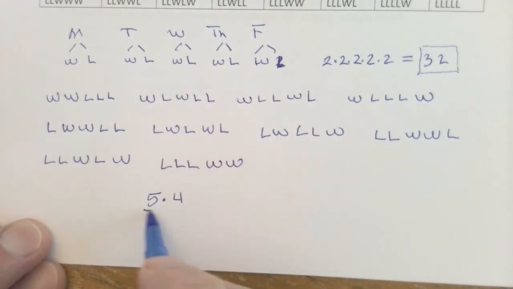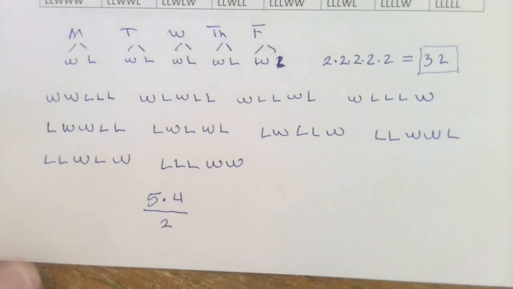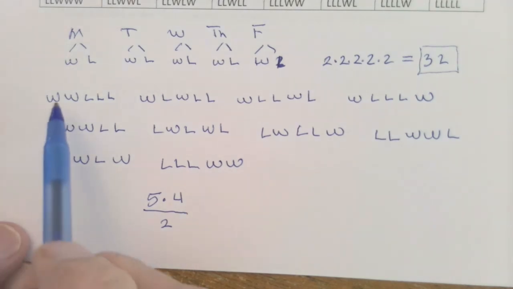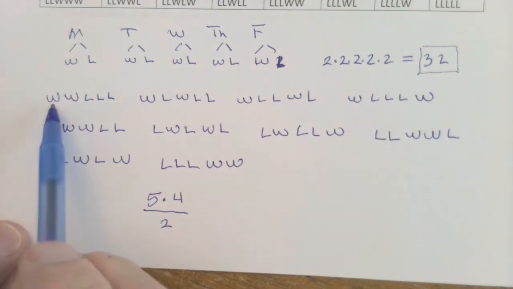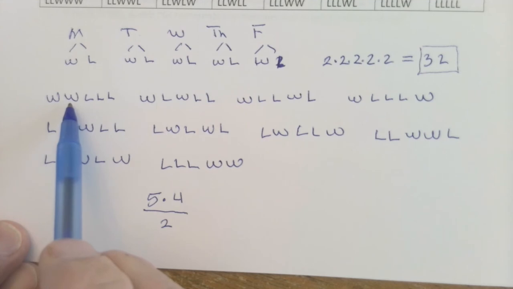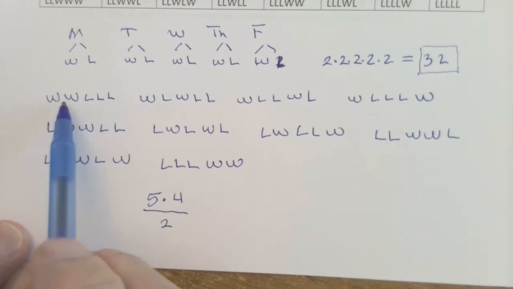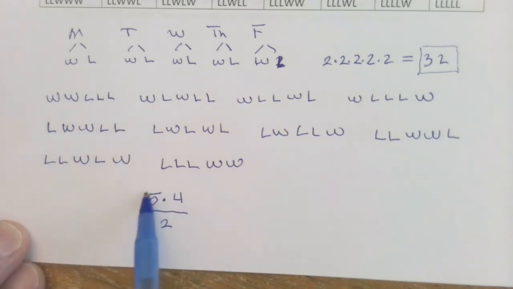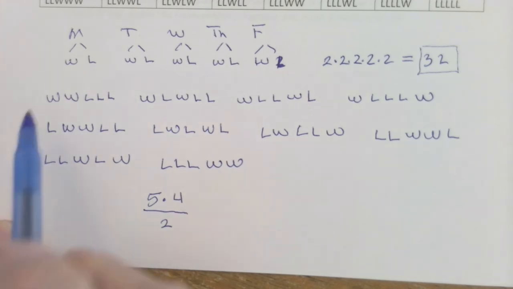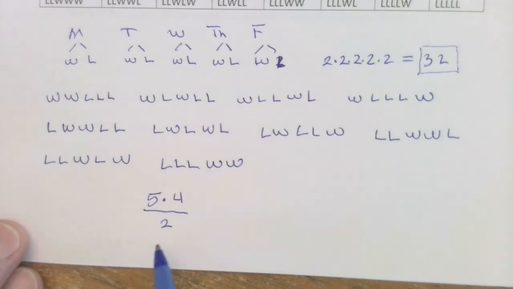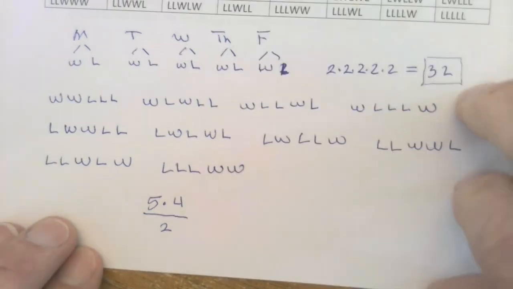So you have to divide by 2, because if you just do 5 times 4, you're actually double counting everything. To explain that, look right here. Maybe Bob wins on Monday and Alice wins on Tuesday. Well, that's different than Alice winning on Monday and Bob winning on Tuesday. So this 5 times 4 would count both of those. But since we don't care who the winners are by name, that's why we have to divide by 2. Okay, that's getting a little sophisticated.